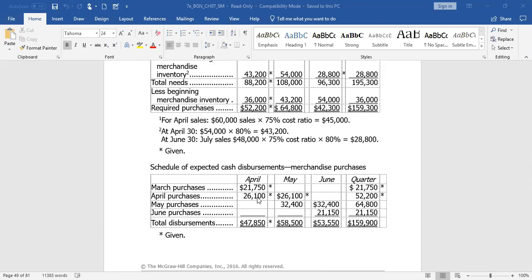Going into May, the other half of the April purchases will be paid for, and then half of May's purchases of $64,800, $32,400, will be paid for in May. The other half are paid for in June, and then half of June's are paid for in June. So the total disbursement for each month would be those amounts added together. And these are only disbursements related to buying inventory. So how much will they have to pay for overall for the 3 months? $159,900.